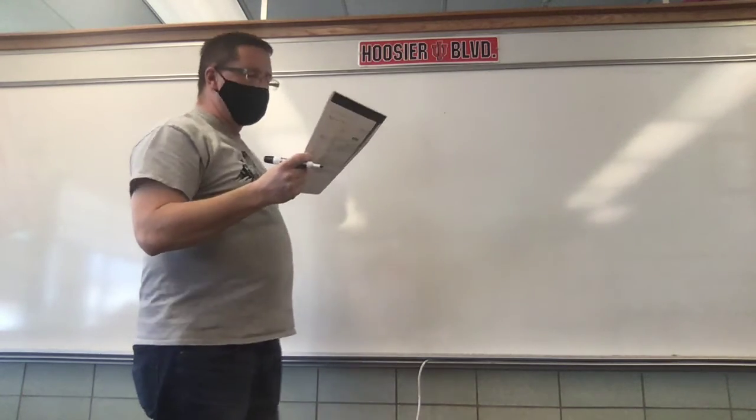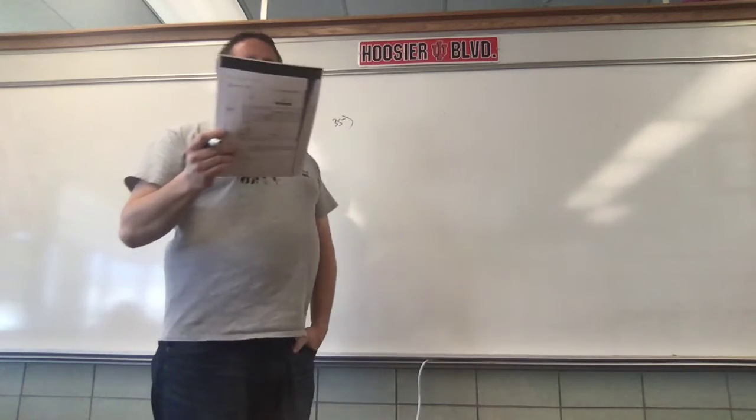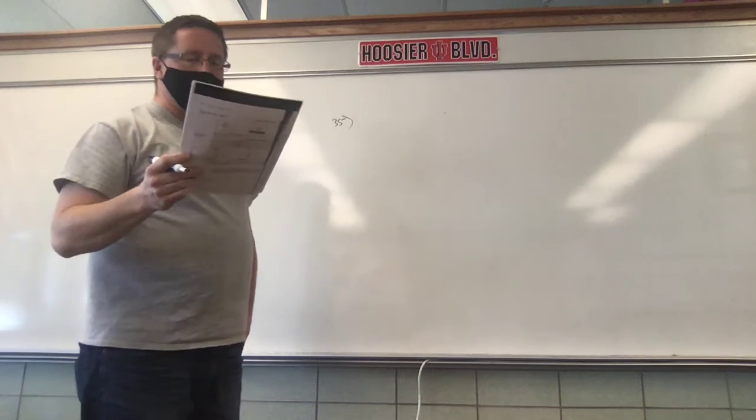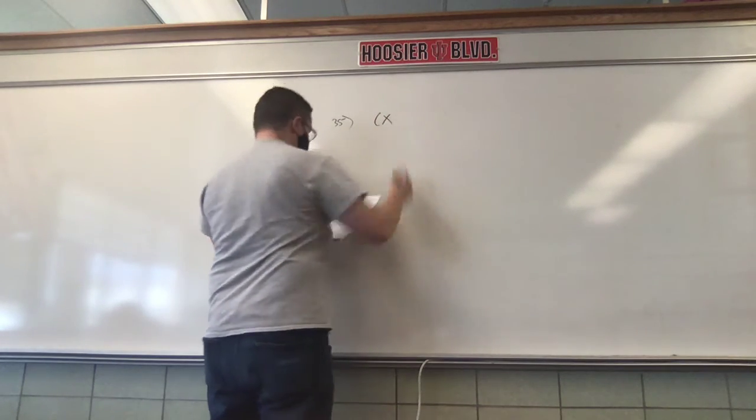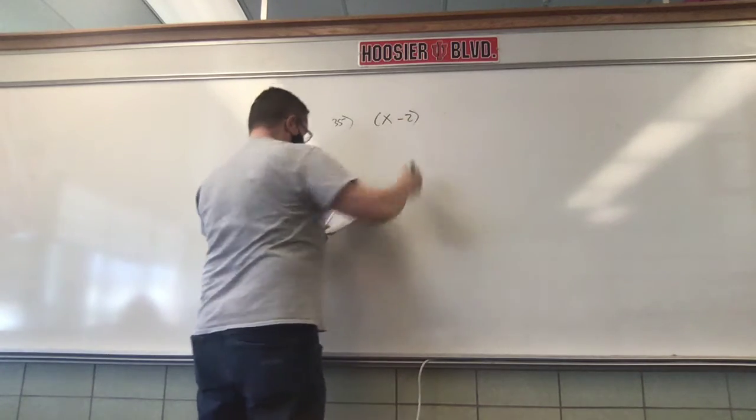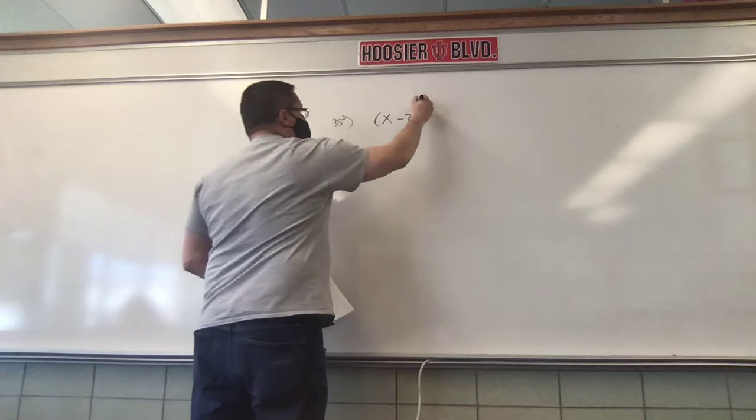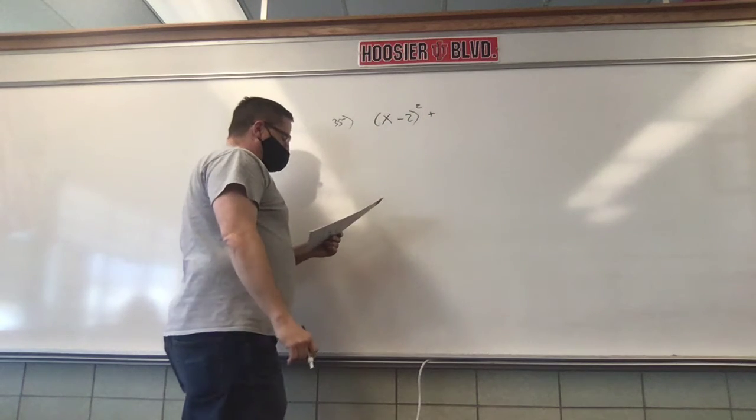Number 35, they want an equation of a circle that satisfies the stated conditions. So they give you a center and a radius, okay? Hopefully this is a real quick, easy one. If the center is 2, -3, it's going to be x, and if it's 2, remember it's the opposite, so we put -2. Don't forget the square. You've got to put the square, and then put plus. Sometimes students forget to put the plus in between there.